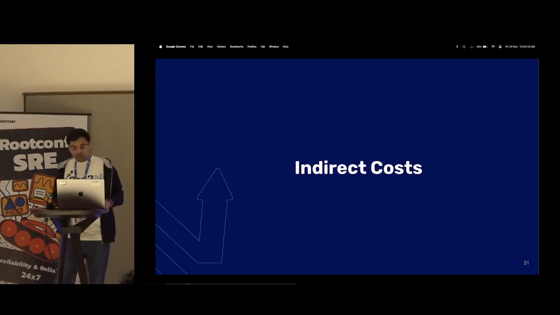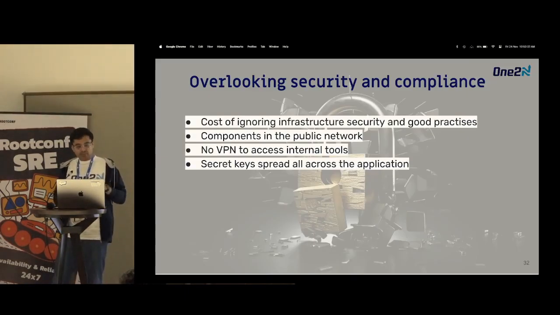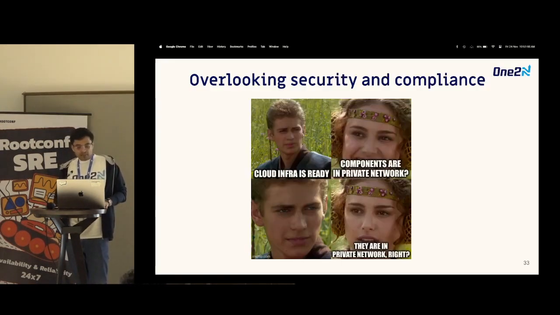This was the direct cost. Now I'm going to talk about the indirect cost. Overlooking security and compliance: the cost of ignoring infrastructure security and good practices. I've seen it at multiple places where your components are running on public network, your RDS, your S3 buckets. You have no VPN to access your internal tools, for example your logging or your Metabase for your product team. Your secret keys are spread across all the applications. How many of you have heard about the 12-factor application? Okay, cool. Now, say the cloud infra is ready. Are they in a private network? No, not really. Every time I ask this question and I get a no, my anxiety level reaches a certain orbit.